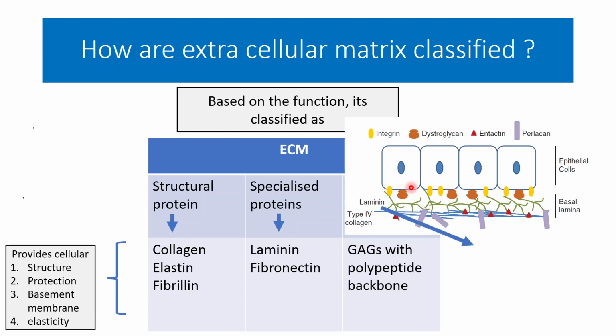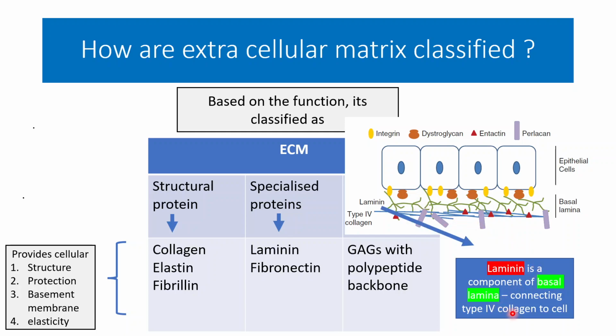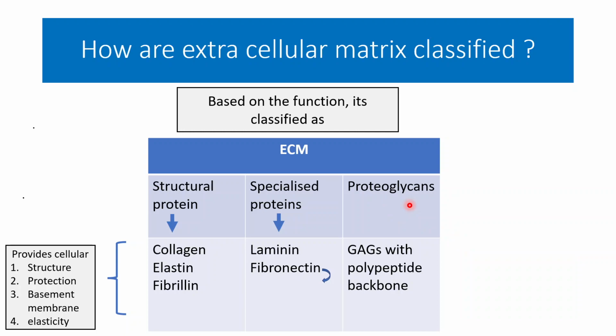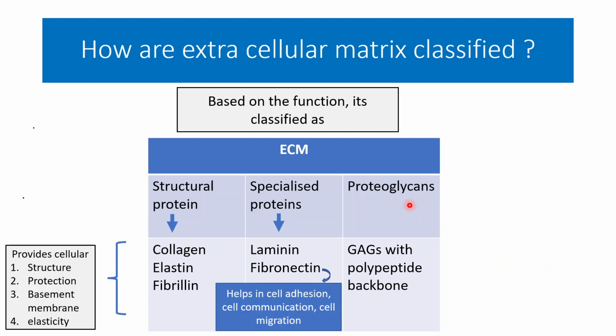Now laminin helps to connect the type 4 collagen to the cell. So the cell is connected to this type 4 collagen with the help of laminin. It binds the cell and type 4 collagen together. So this is a specialized type of extracellular matrix. Next we have fibronectin. Fibronectin helps the cells to keep together, or cell adhesion. It also helps in cell to cell communication and migration.